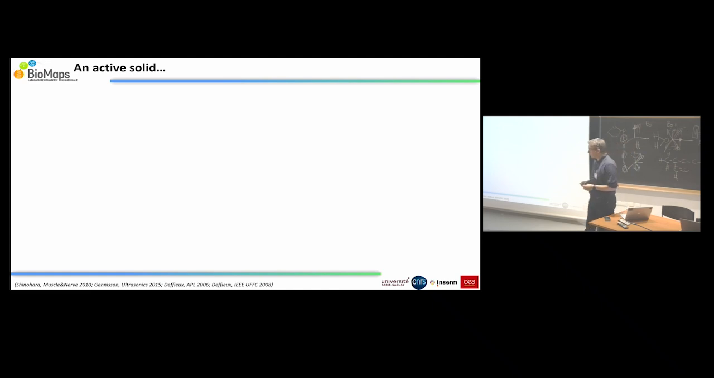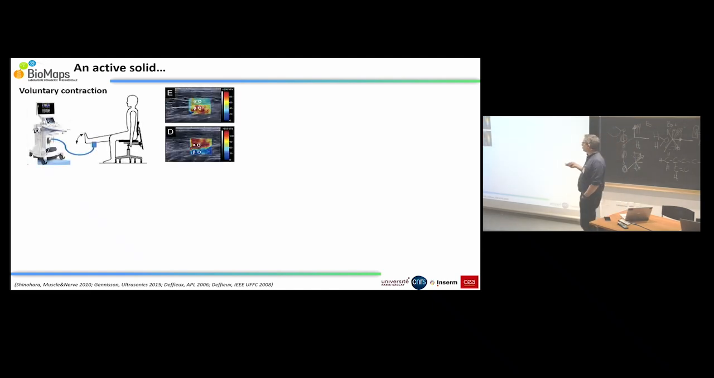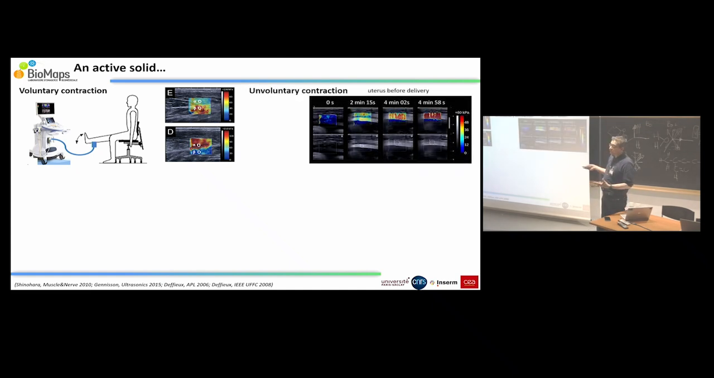And the last property I will show you with elastography is that we are an active solid, so we are able to change our stiffness in real time. So if you do an acquisition on the calf, as an example, if you take your feet up or take them down, you will have different contraction of the calf on the upper part or on the lower part, depending on where you place your feet. This is a voluntary contraction.